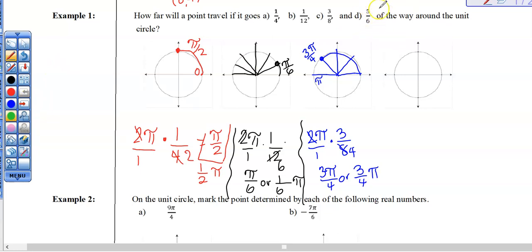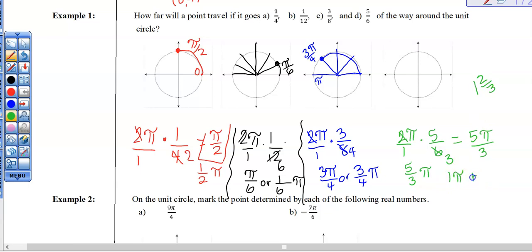Okay, 5/6. So this was a little different. 5/6 of the whole unit circle, that's almost the whole thing, right? So if we do 2 pi times 5/6, we could just simplify that to 5 pi over 3, or 5/3 pi. That's an improper fraction, right? 5/3 is the same as 1 2/3.